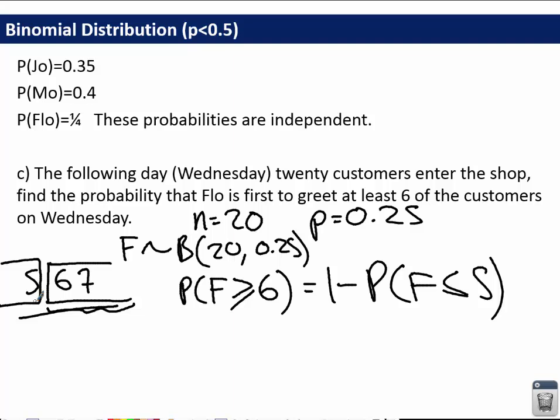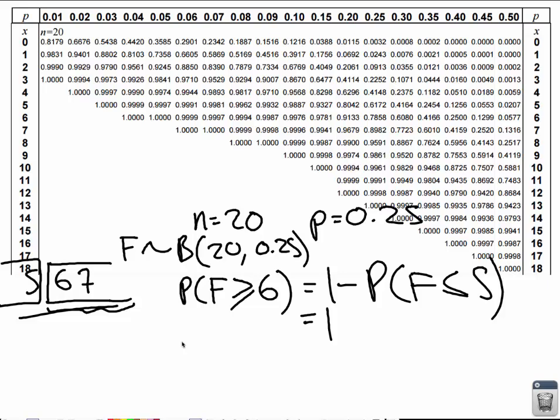Now we can look this up in our table. Take us through it, Mr Gibb. So first of all, check the table before we go any further: 20 trials, the probability of Flo 0.25. So it's within this line that we want. Using a ruler is very, very useful here. And we want the probability of 5 or less. Here we have it, there we go. So we have an answer.